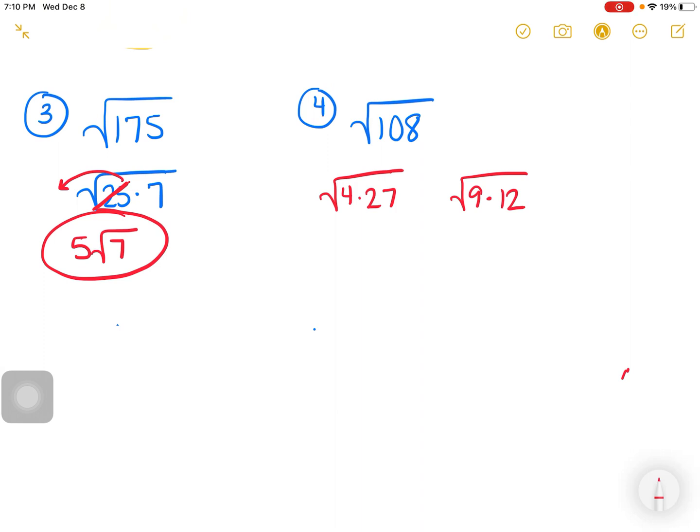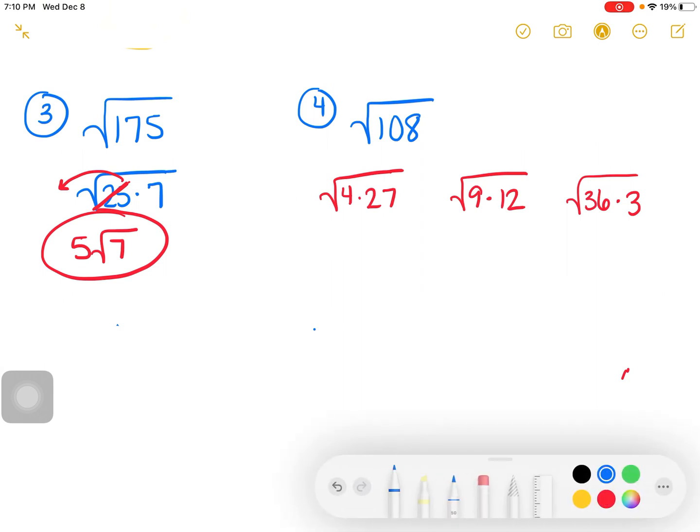108 divided by 36. I'm just going through my list of perfect squares. 36 times 3 would get me 108. Okay? So I'm actually going to work all 3 of these simultaneously to show you that it really doesn't matter what factors you pick. You're going to end up with the same answer any way you do it. Sometimes it'll take extra work, but you'll always arrive at the same answer.